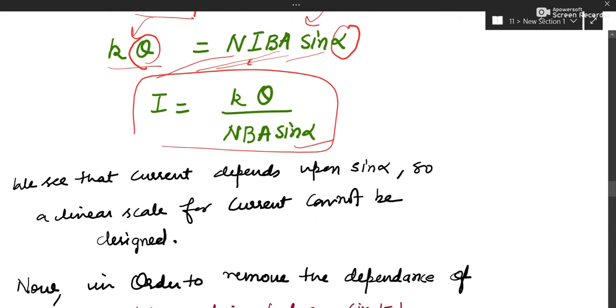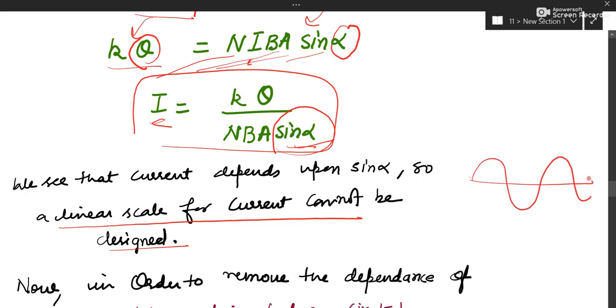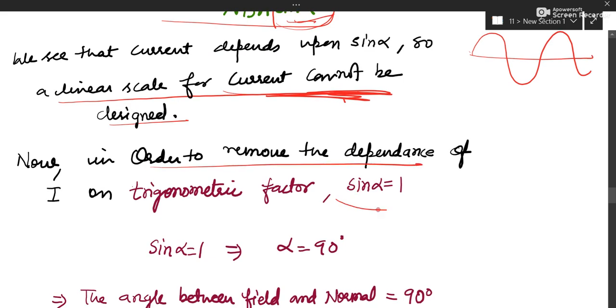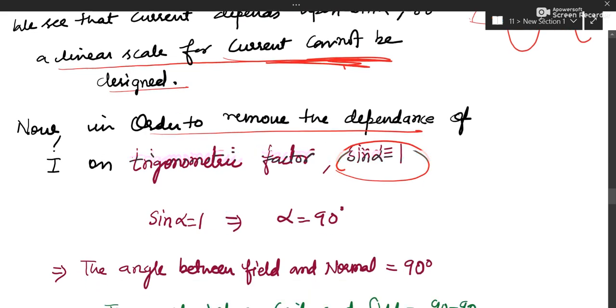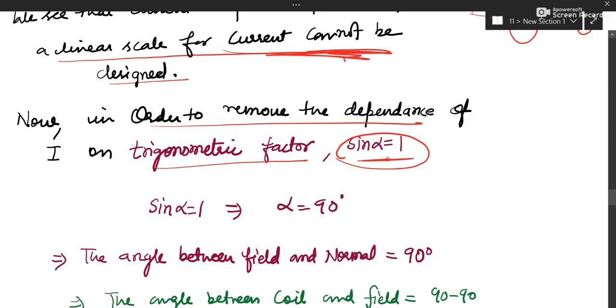Now from here we can see that the current depends upon the trigonometric factor sin alpha. So a linear scale for current cannot be designed, because it is a trigonometric factor and its graph is like this. But you want to design a linear scale for current, so that as current is increased, deflection is increased. So a linear scale cannot be designed for your device, and you have to remove this. In order to remove this trigonometric factor, sin alpha should be 1.